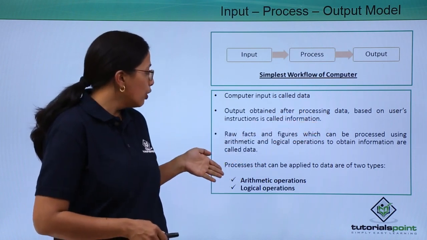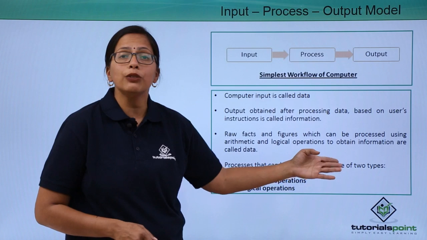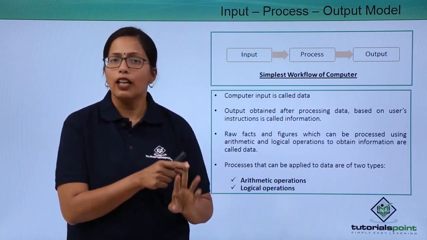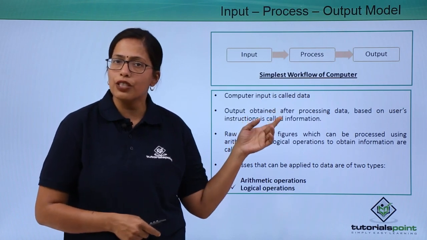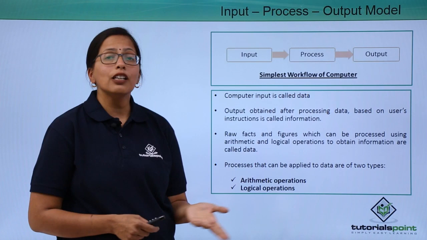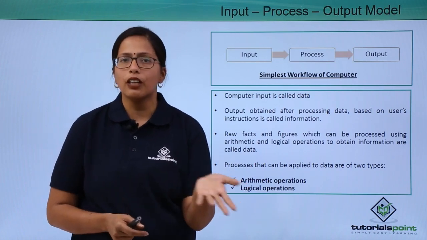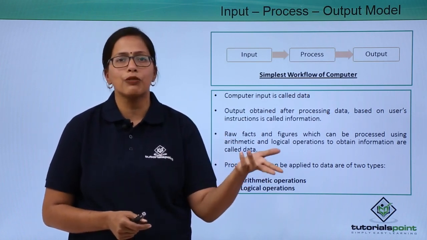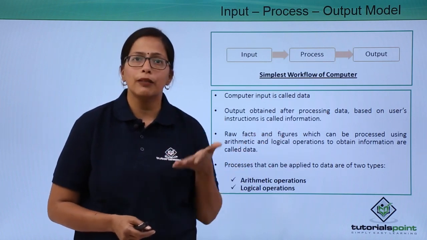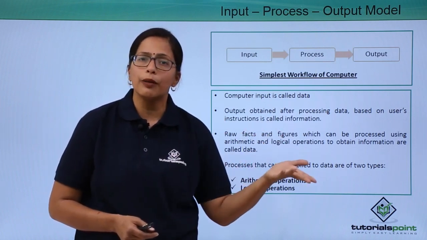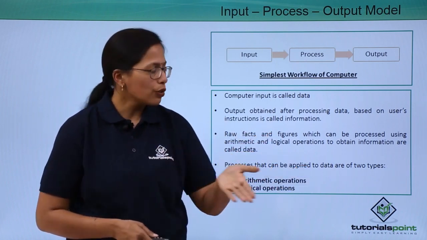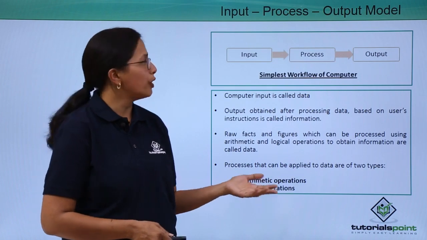So this brings us to the processes that can be applied to the data, which are of two types: arithmetic and logical. Arithmetic, an example I have given you just now: addition, subtraction, multiplication. What are logical operations? If I want to compare something, I give two numbers and I ask the computer to say which is greater. So I give the same two numbers, 2 and 3, but my instruction is to compare the two numbers and tell me which is greater. So it will tell me the answer as 3. That will be a logical operation.